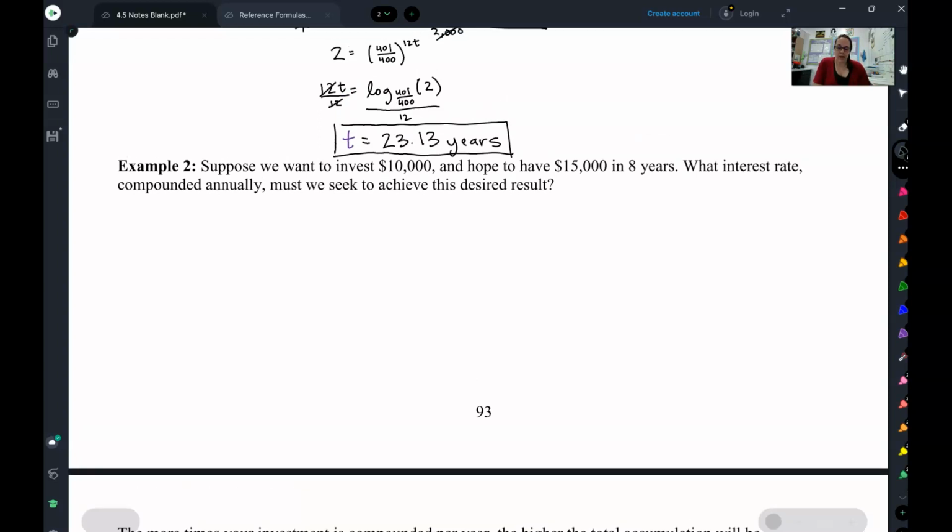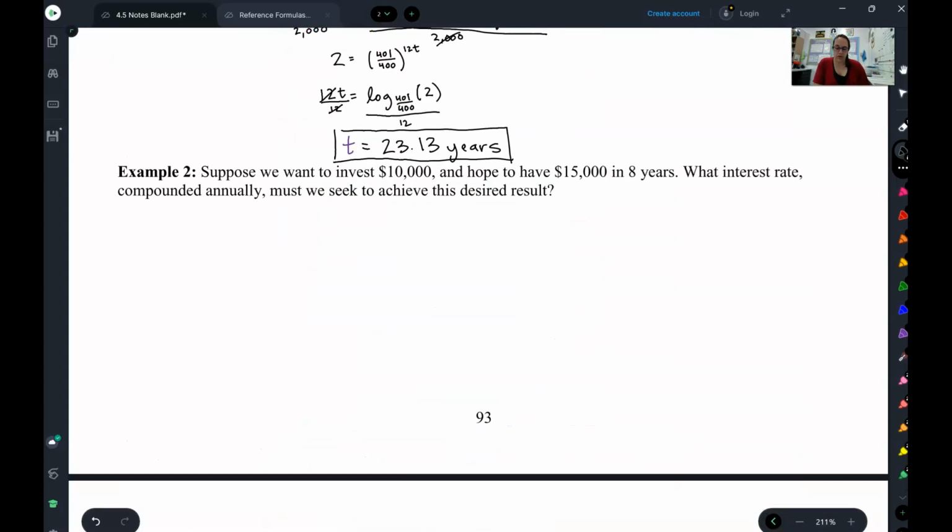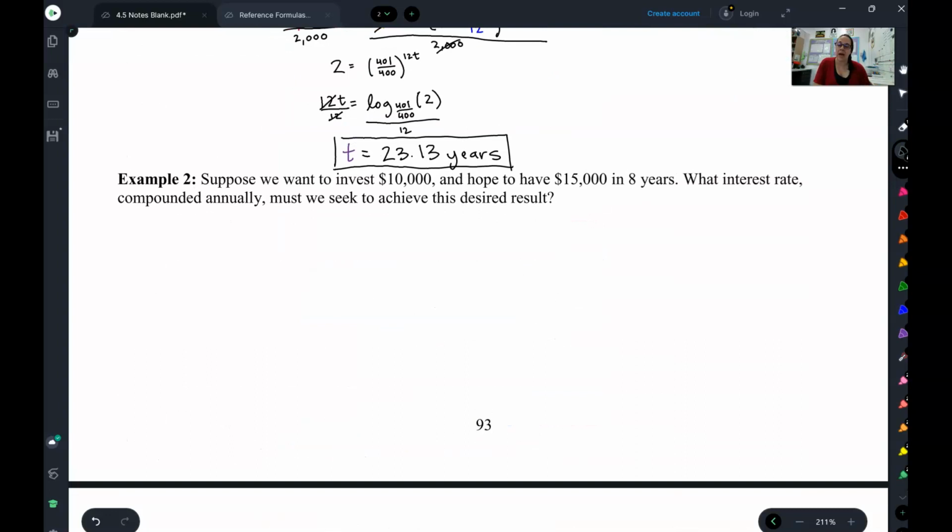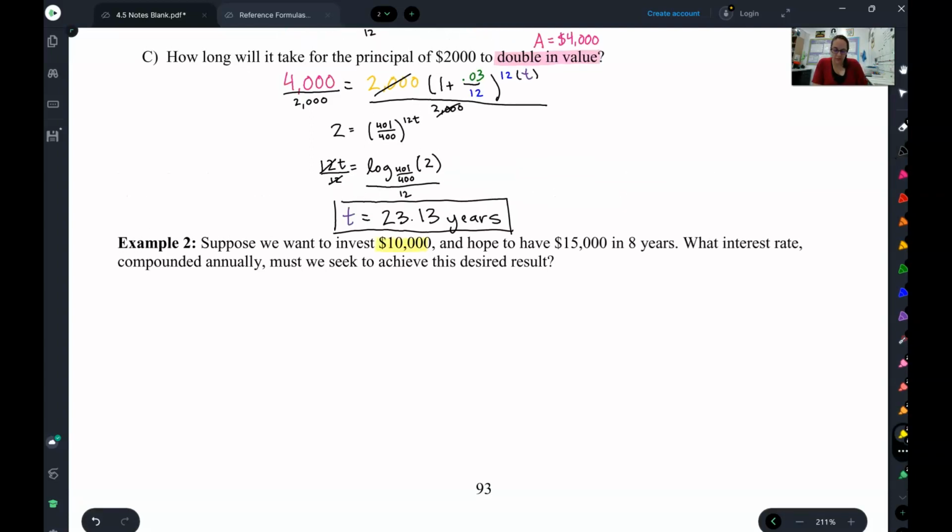We do not have the same P, R, and N. We're starting totally new. So as we read through this, let's label what we've got. Suppose we want to invest $10,000. So that means that $10,000 is going to be our P. That's our initial amount, our starting amount. And hope to have $15,000. So that's our final amount. That's A. In 8 years.